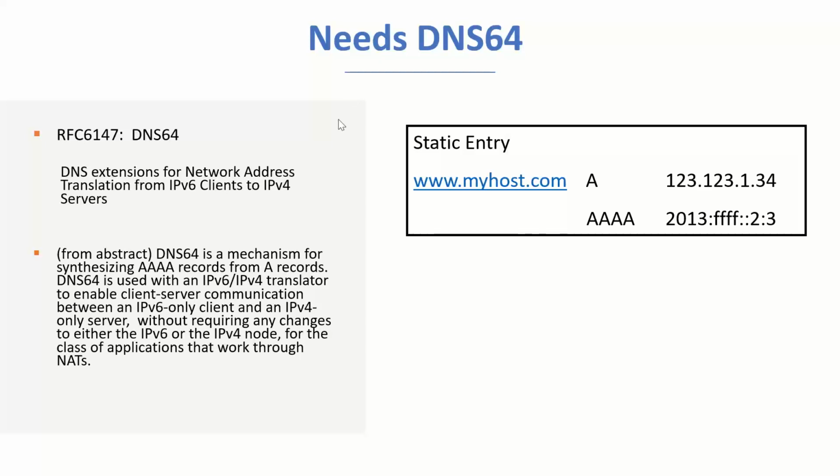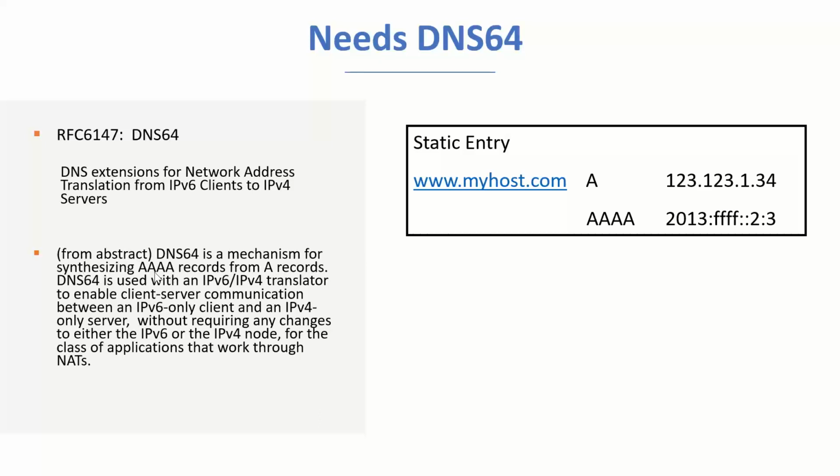NAT64 is going to need DNS64. And so what is that? Here's the RFC for it, 6147. It is an extension to DNS for doing this. And again, you can see for network address translation. So what it does, from the abstract, it creates a quad A record from an A record.